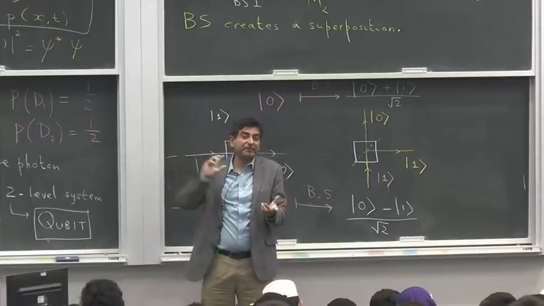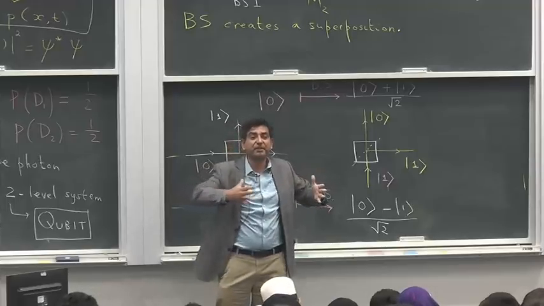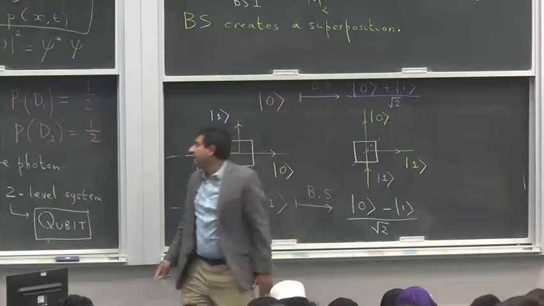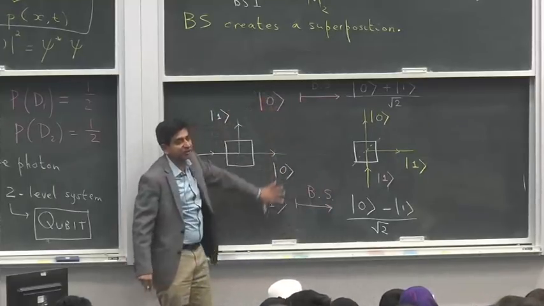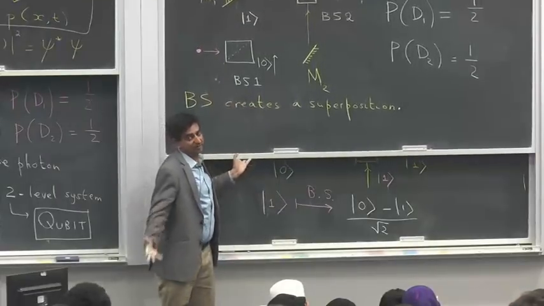This is what happens in the double slit interference experiment as well. You have both paths, both possibilities interfering with one another. And you get a final outcome. Now, if we have this transformation here, and we look at this arrangement, let's see what's going to happen.